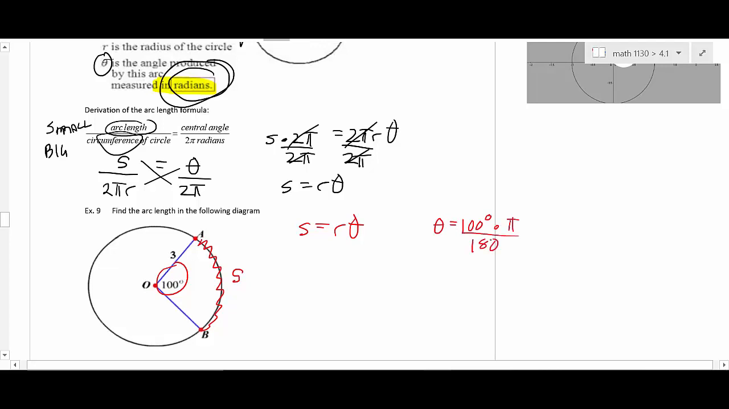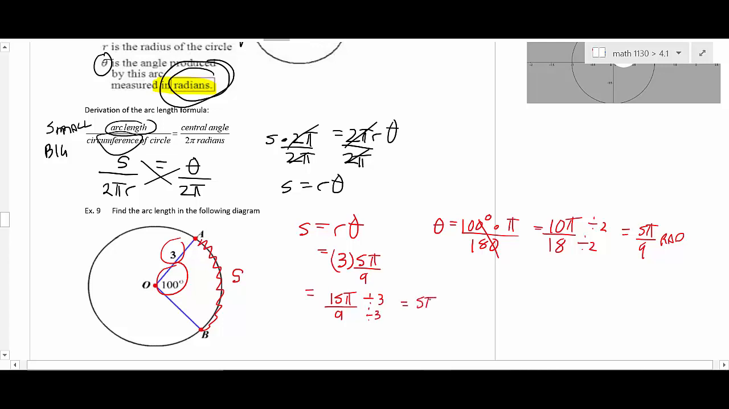Now we're going to get an exact answer and a decimal answer. If you cross out the zeros, you would have 10 pi over 18. Then if you divide the top and bottom by 2, you get 5 pi over 9. So you've got 5 pi over 9 radians. That means take the radius, which is 3 units. It doesn't matter if it's inches, feet, or whatever. Now multiply that by 5 pi over 9, and you get 15 pi over 9, and that reduces by 3, giving you 5 pi over 3.